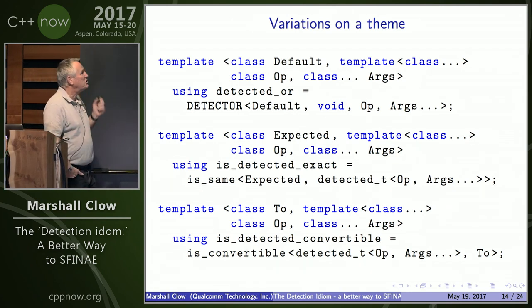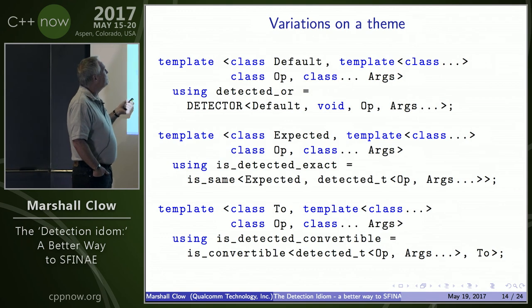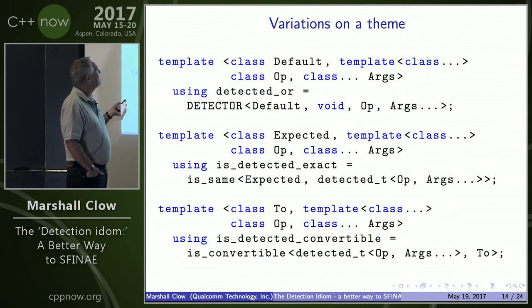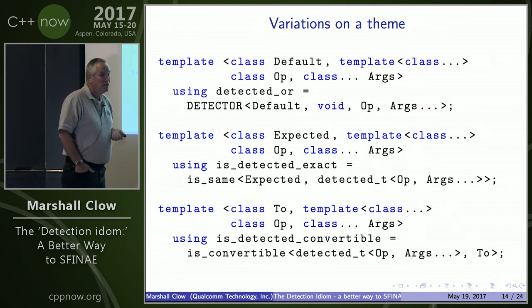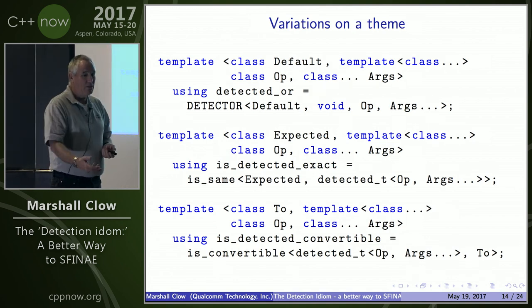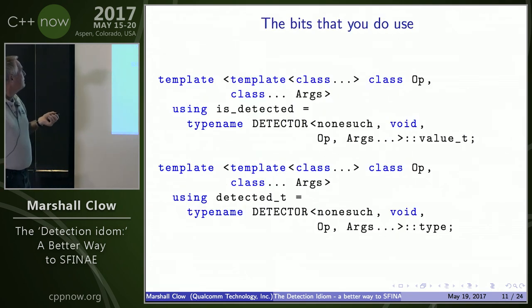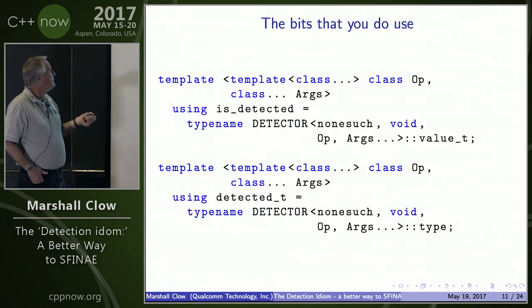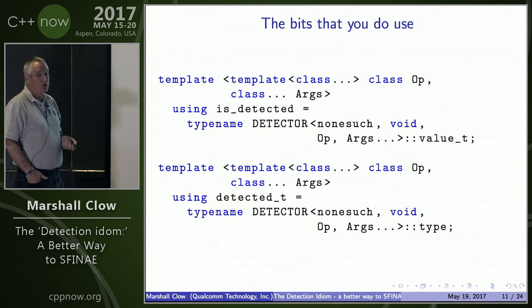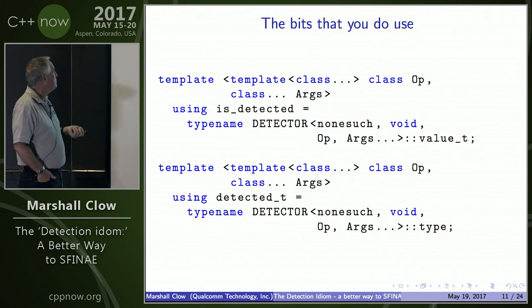Okay, variations on a theme. detected_or, we saw that in one of the earlier examples. You give it a default, and your Op and the Args, and if it succeeded, it gives you the result, and if it failed, it gives you back your default type. Now, if you look back here, if you just say is_detected, the default is set to nonesuch. And you could use this and see if it's nonesuch, but detected_or is more convenient.